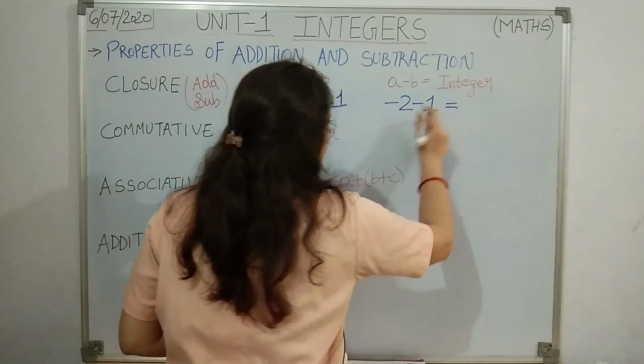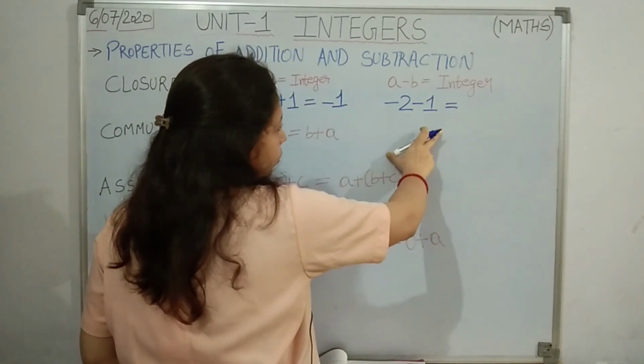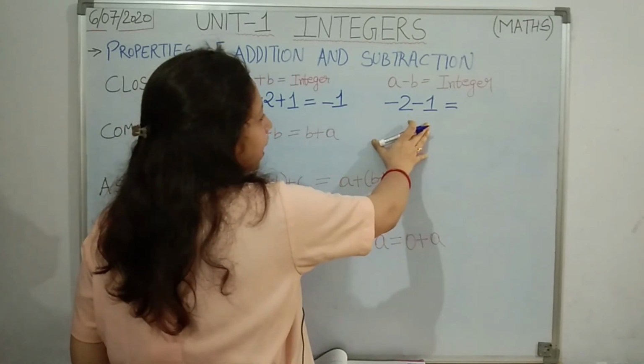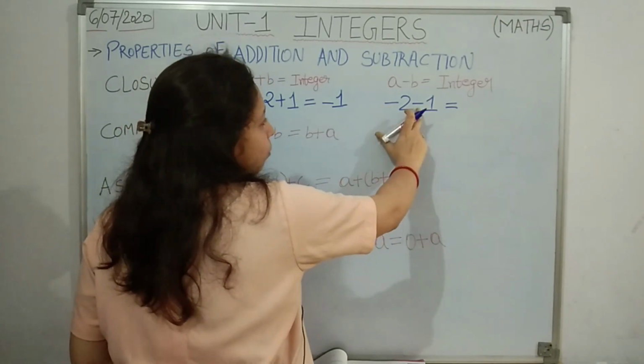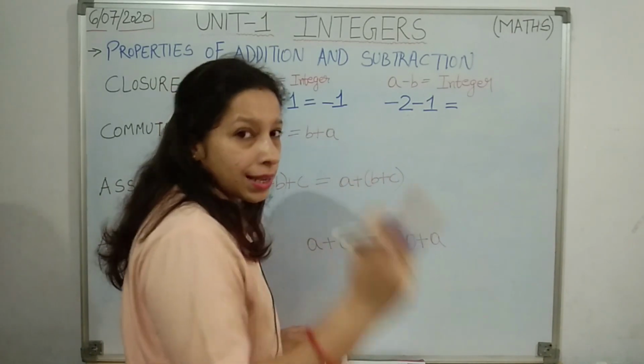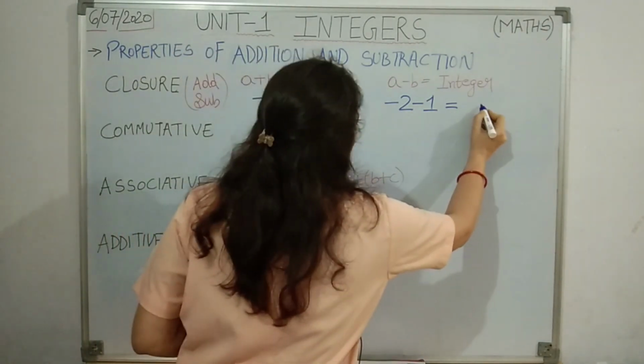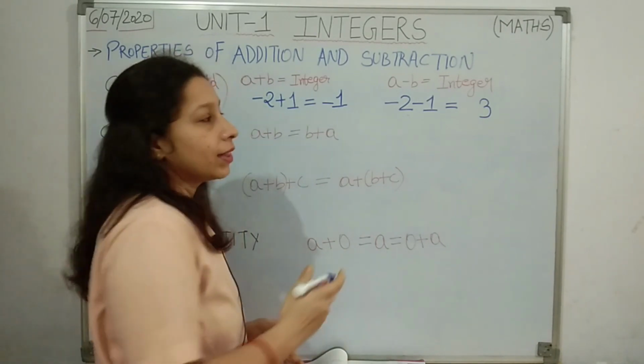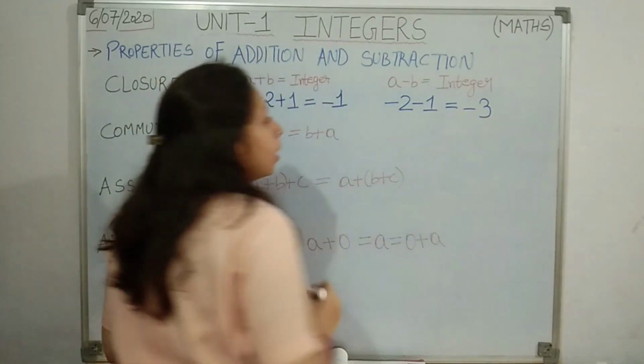Now again my integers are minus 2 and minus 1. On subtracting minus 1 from minus 2, what will we get? First solve the signs. Minus minus, on clubbing you will get plus. Then 2 plus 1, 3. Which is the greater number here? 2. And it is written with a negative sign. So in the answer also you will put a minus sign.